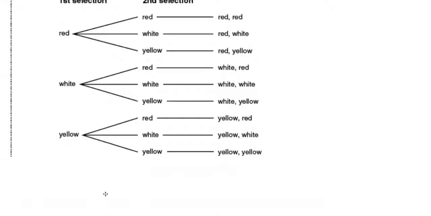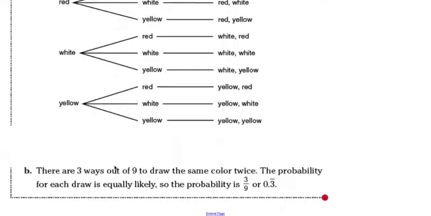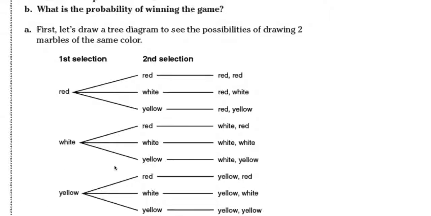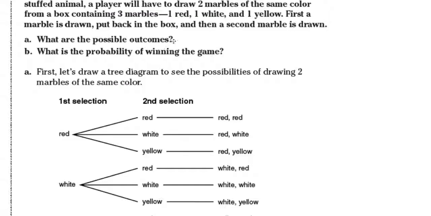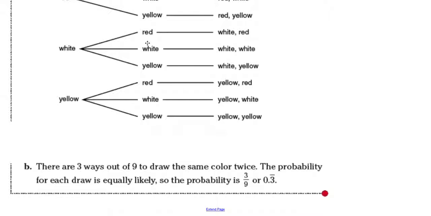In letter B, it's asking, what is the probability of winning a game? First and foremost, when they put the marbles back into the bag, it means that the second event will not depend on the first event because all the marbles are back in the bag. So this is an example of an independent event. There are 3 ways out of 9 to draw the same color twice. The probability for each draw is equally likely, so the probability is 3 over 9.